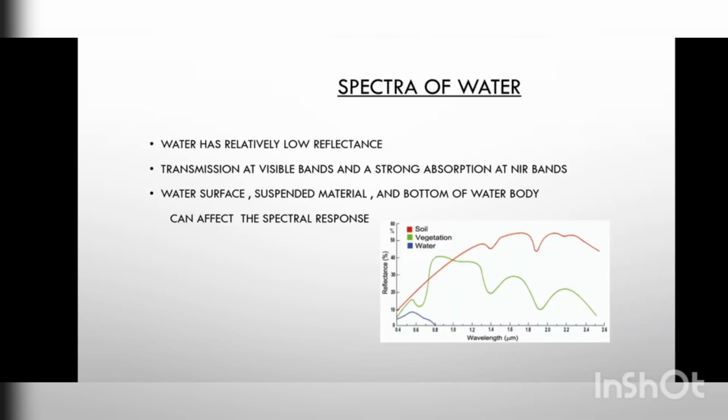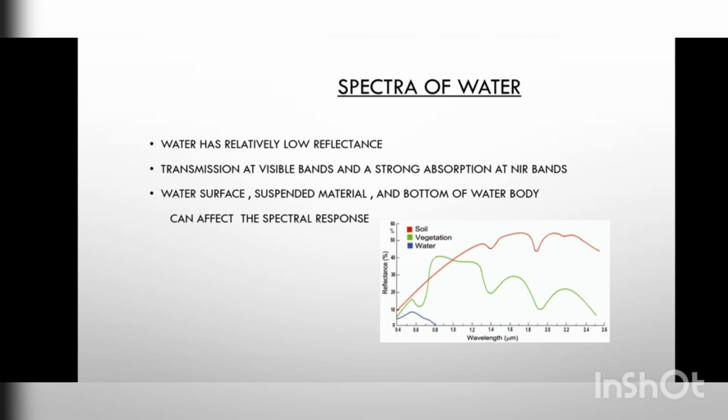Water has relatively low reflectance. Transmission usually occurs in the visible bands, and a strong absorption occurs at the NIR bands. Water surface, suspended materials, and bottom of water bodies can affect the spectral response. There are three types of possible reflectance from a water body: surface reflectance, bottom reflectance, and volume reflectance. Only volume reflectance contains information relating to water quality. For deep clear water bodies, volume reflectance is very low and is confined to the visible wavelengths.